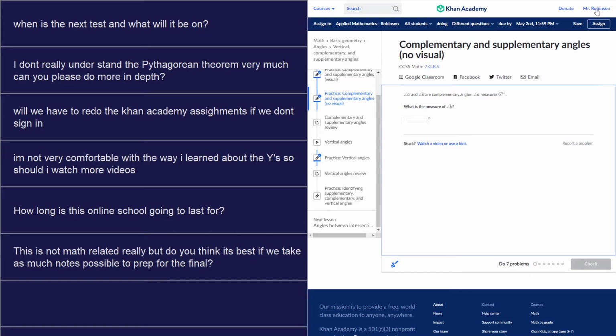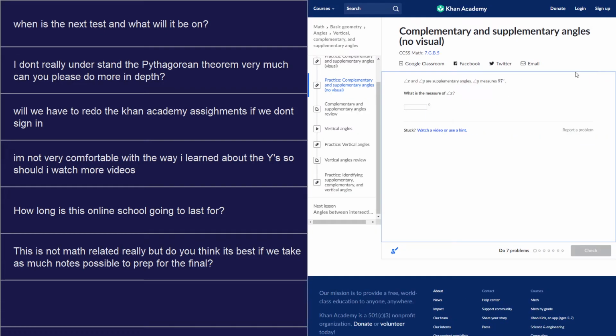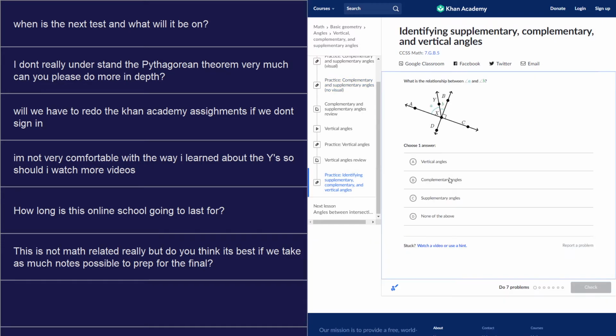I am signed in, Mr. Robinson. So I'm going to go ahead and sign out. I'm going to log out right here. And I don't want to do one of the ones I already did. I didn't do this one: practice identifying complementary, supplementary, and vertical angles, identifying which ones are which. I never did this one, so let's do the whole exercise and see.